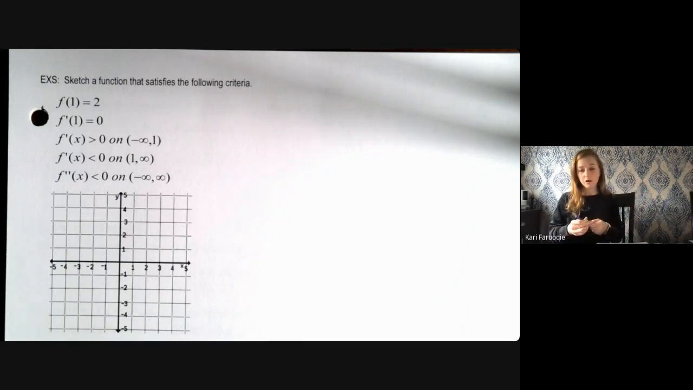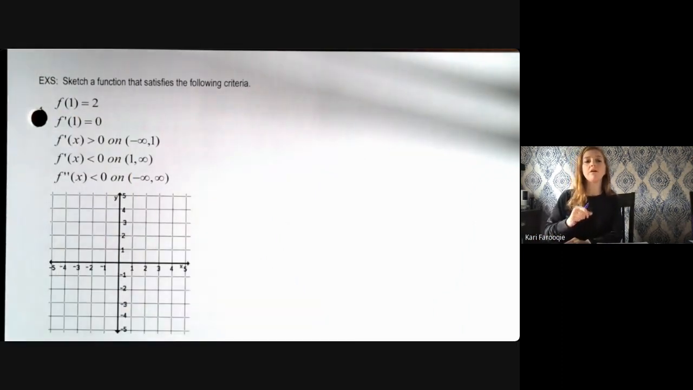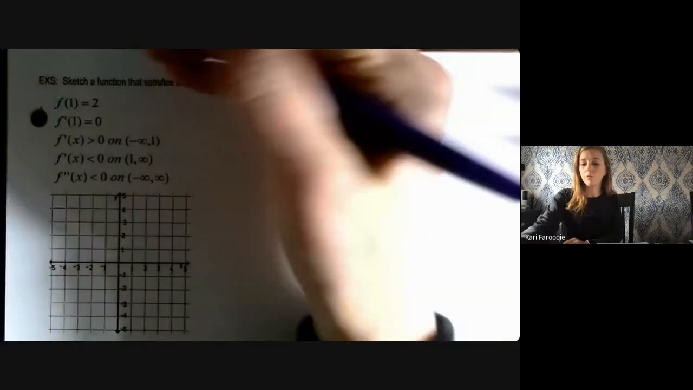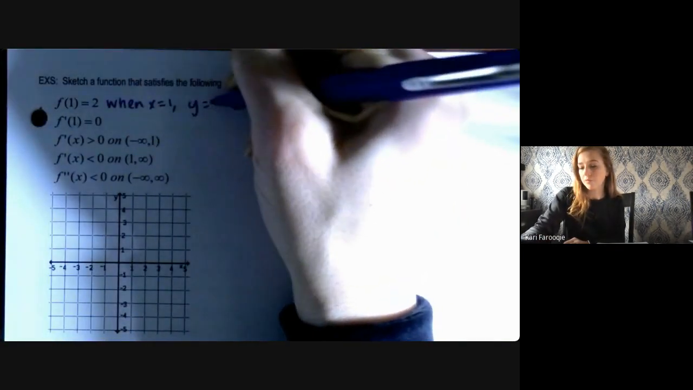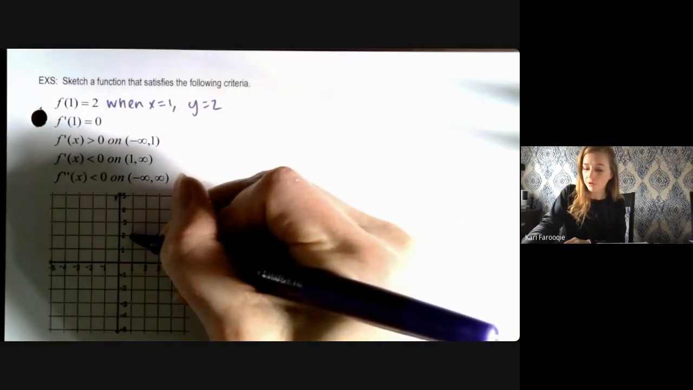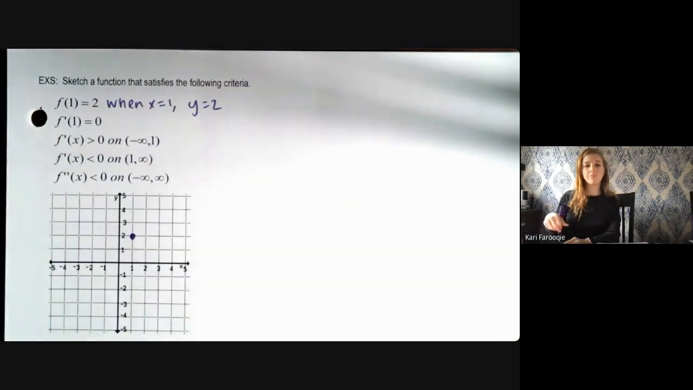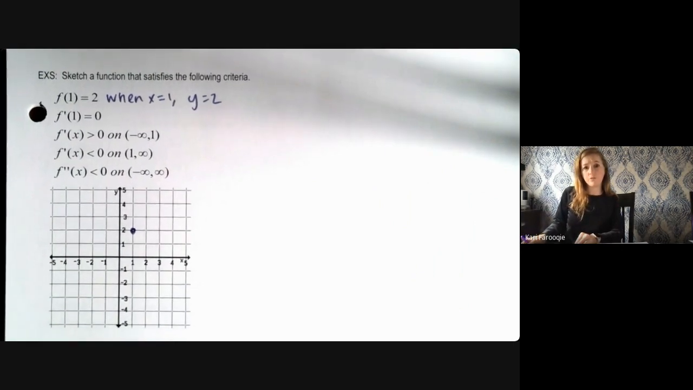The first one is giving us some information first about, for instance, this value on the graph. It's saying that when x is 1, y is 2. Remember from chapter 2 and from algebra, this is just an algebra concept. So it's just giving you a point on the graph. So f of 1 is 2. That point on the graph is right here.